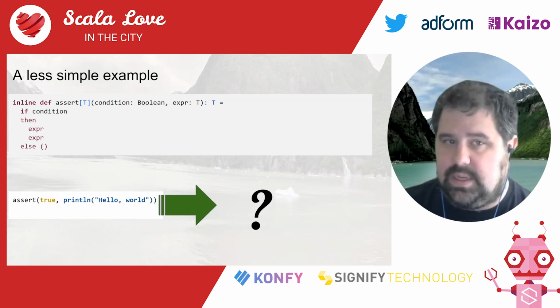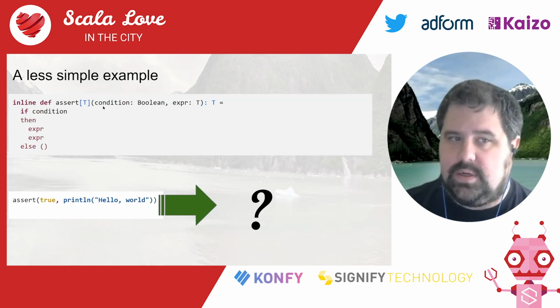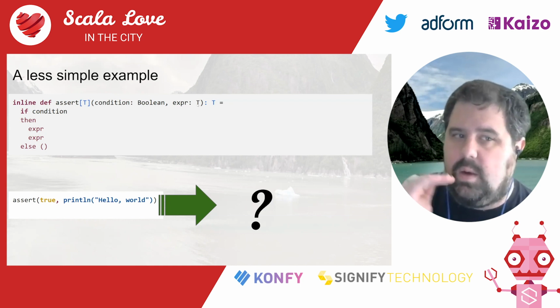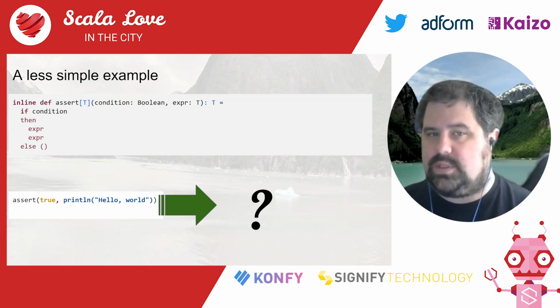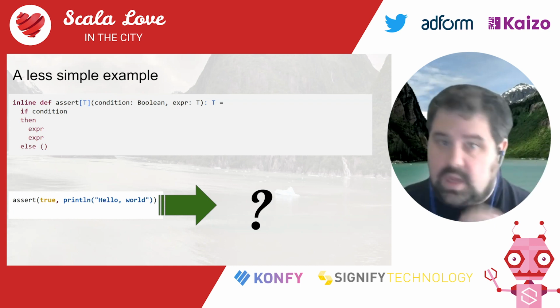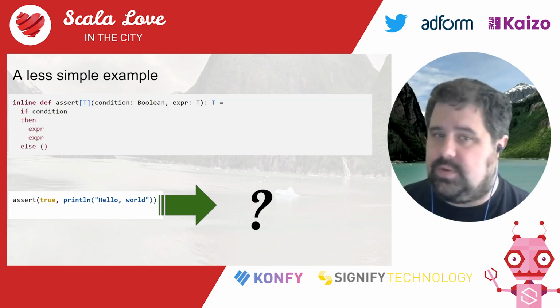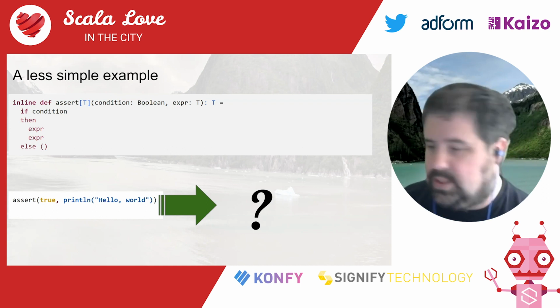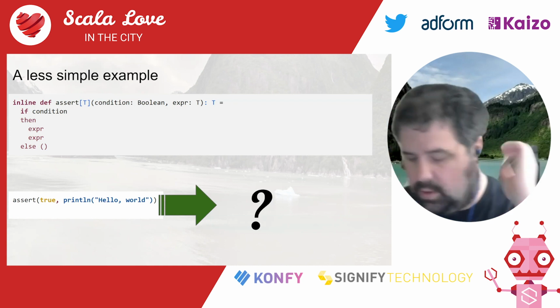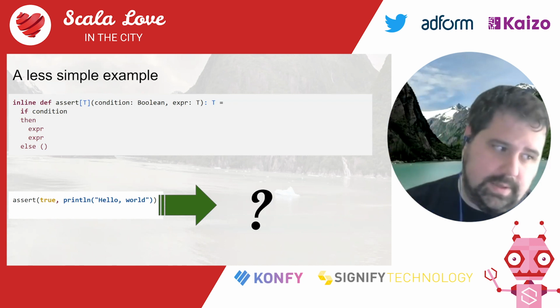A less simple example, right? If I have assert and an expression called t, and I want it to run twice. So I want to say, when you assert this condition, if it's true, I just want you to do the expression twice. I don't know why you would do this. This is just a simple example, but let's say assert true, then I want you to println hello world. How many times does hello world get printed?